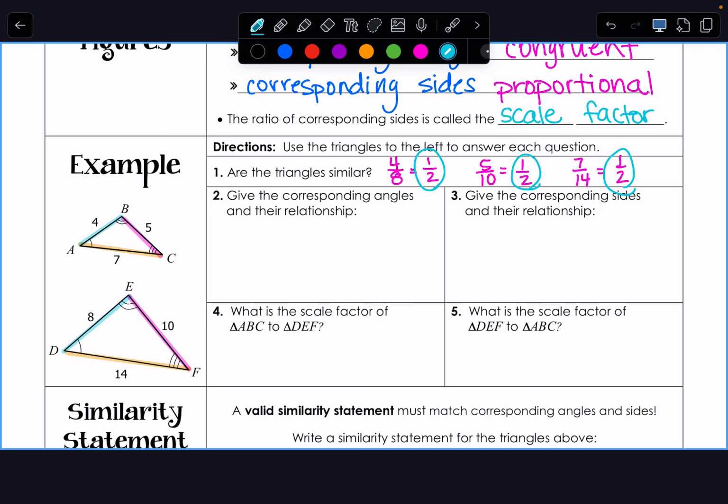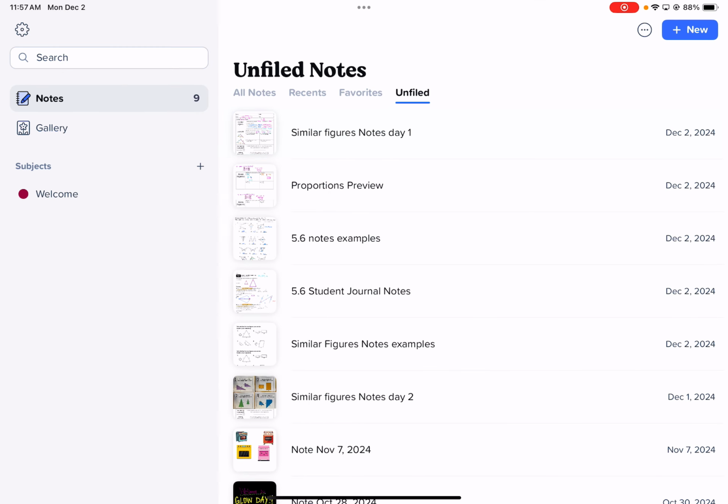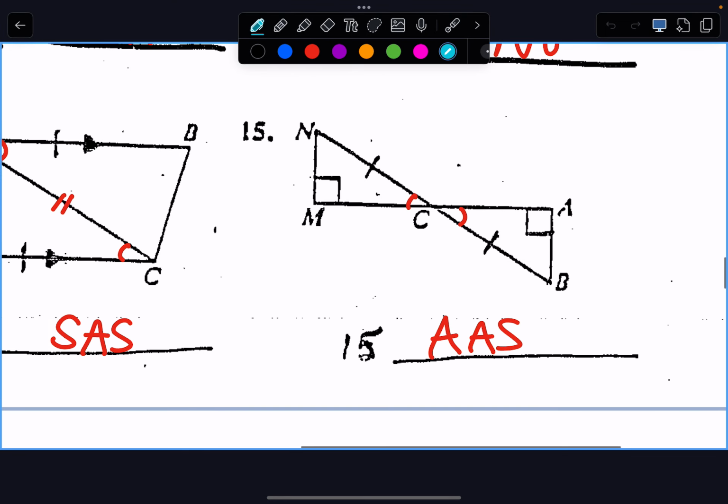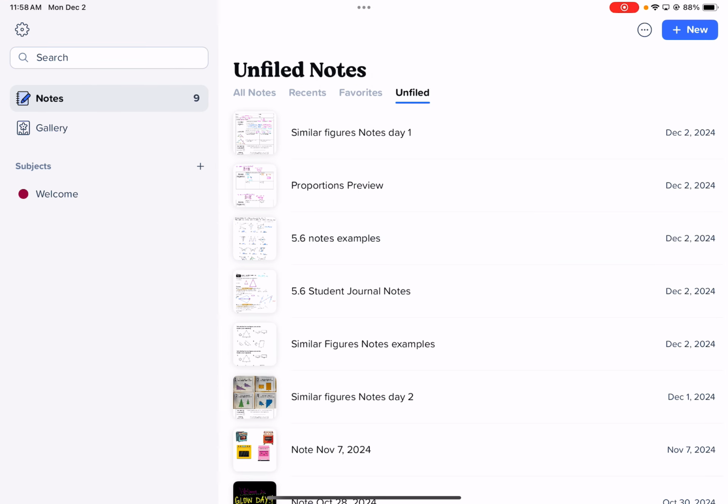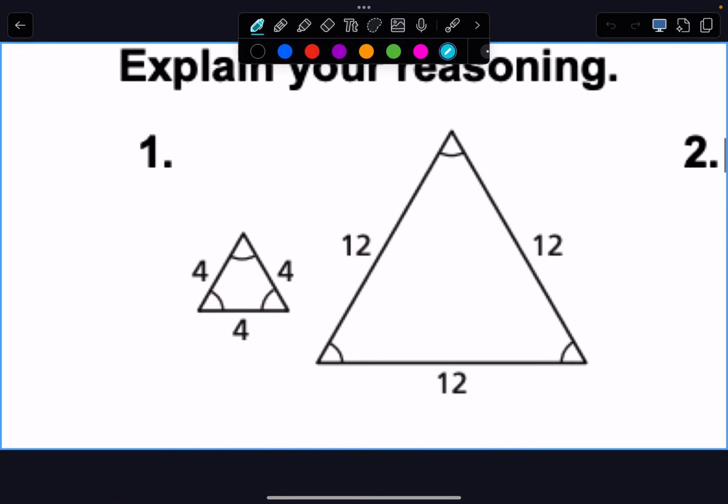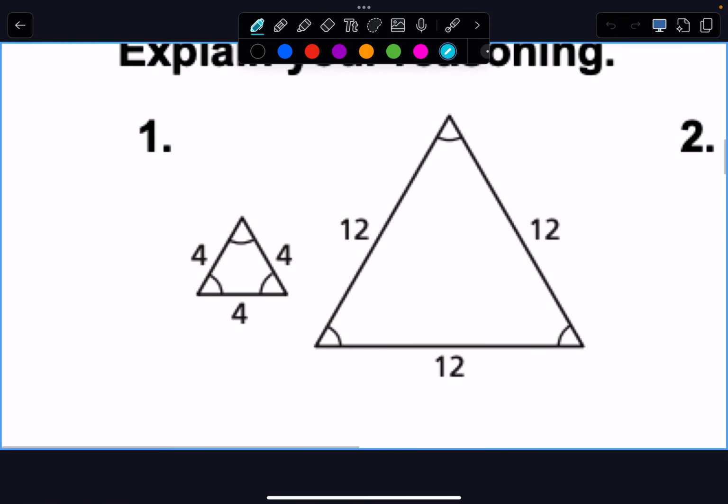So I want you to look at this cute little piece of paper at number 1. Let's talk about what you think about this number 1. Before we do any of the math, what do you think? It's the same shape. Smaller. Different sizes.